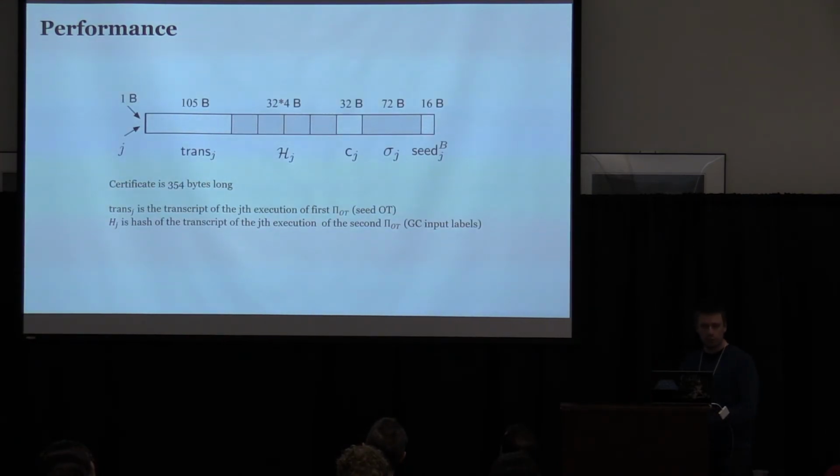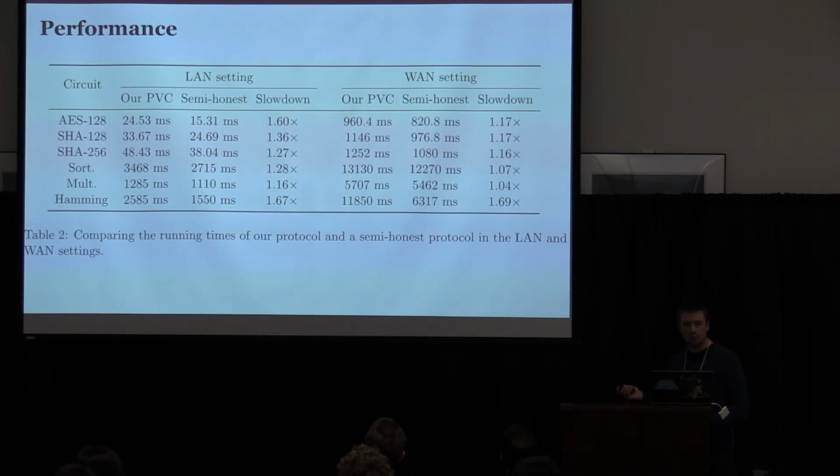I wanted to briefly show the performance numbers, and they're very, very nice. The certificate is 354 bytes long. It contains the transcript of the original OT, a couple of hashes of some other OTs, C, and the signature. So everything put together, it's a small size. I think people really should be excited about PVC, publicly verifiable covert. But partly maybe why they weren't is because implementation is kind of painful and it was not available.